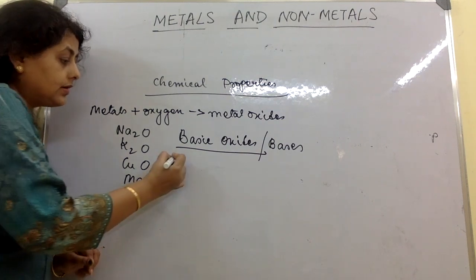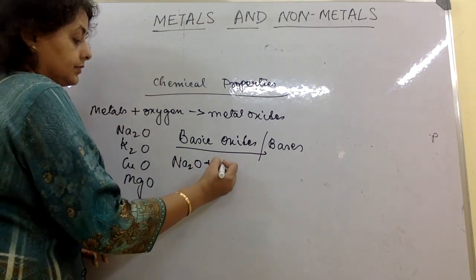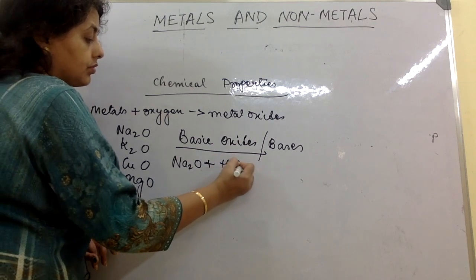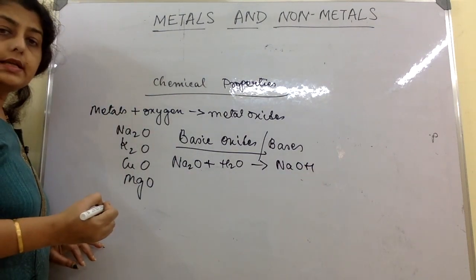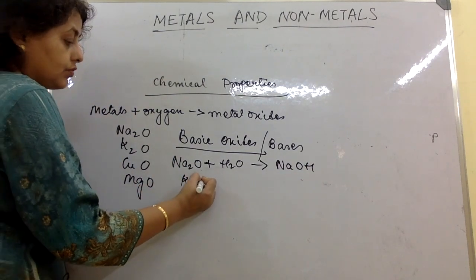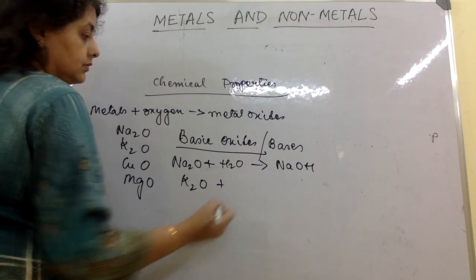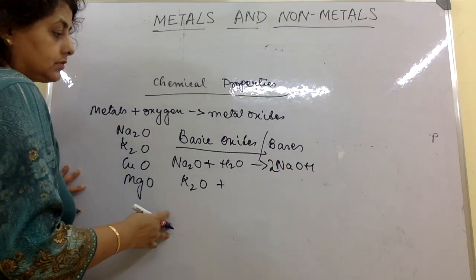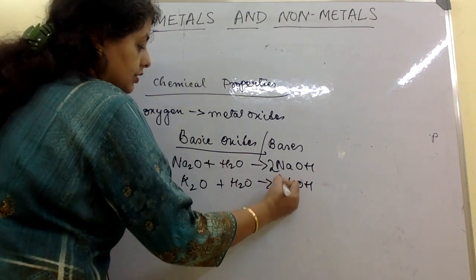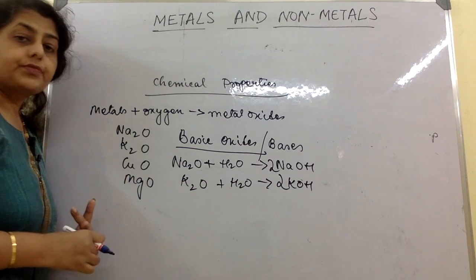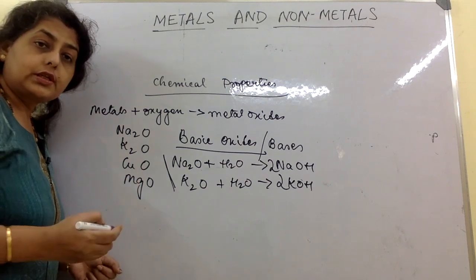I'll give you one example here. Na2O plus H2O makes NaOH. Here if I have K2O plus H2O, that is KOH. I'm not balancing them. So these are some of my basic oxides, and here I have a few alkalis which are soluble in water.